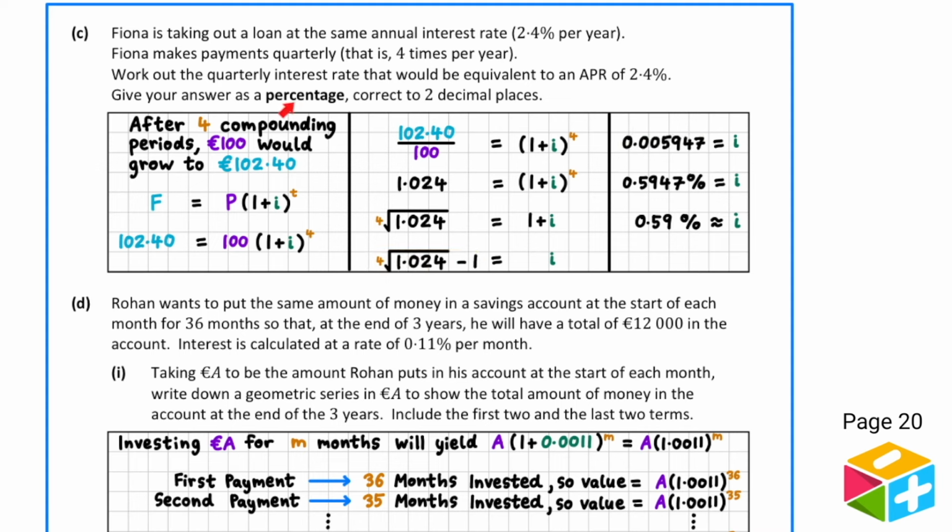We want our answer in percentage form. To convert this decimal to a percentage, we multiply by 100. Rounding to 2 decimal places, we get our final answer that i, the quarterly interest rate, is 0.59%.